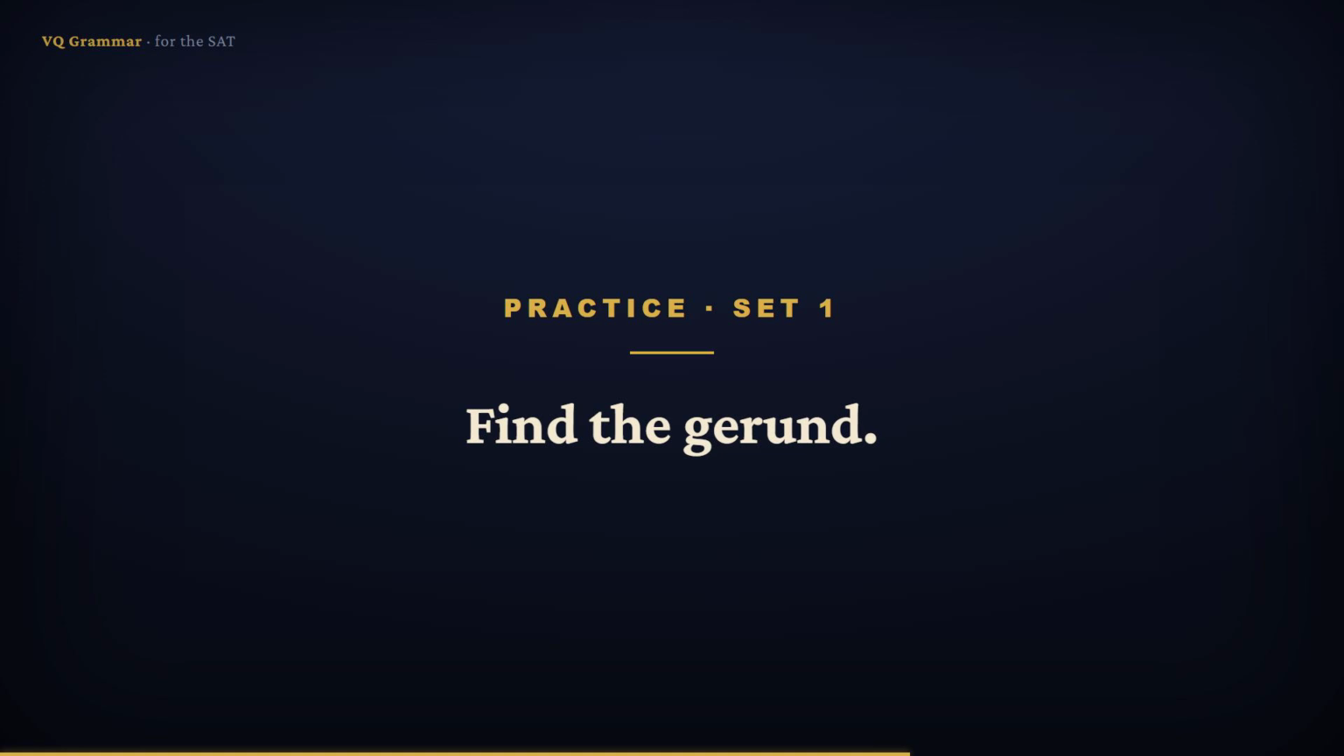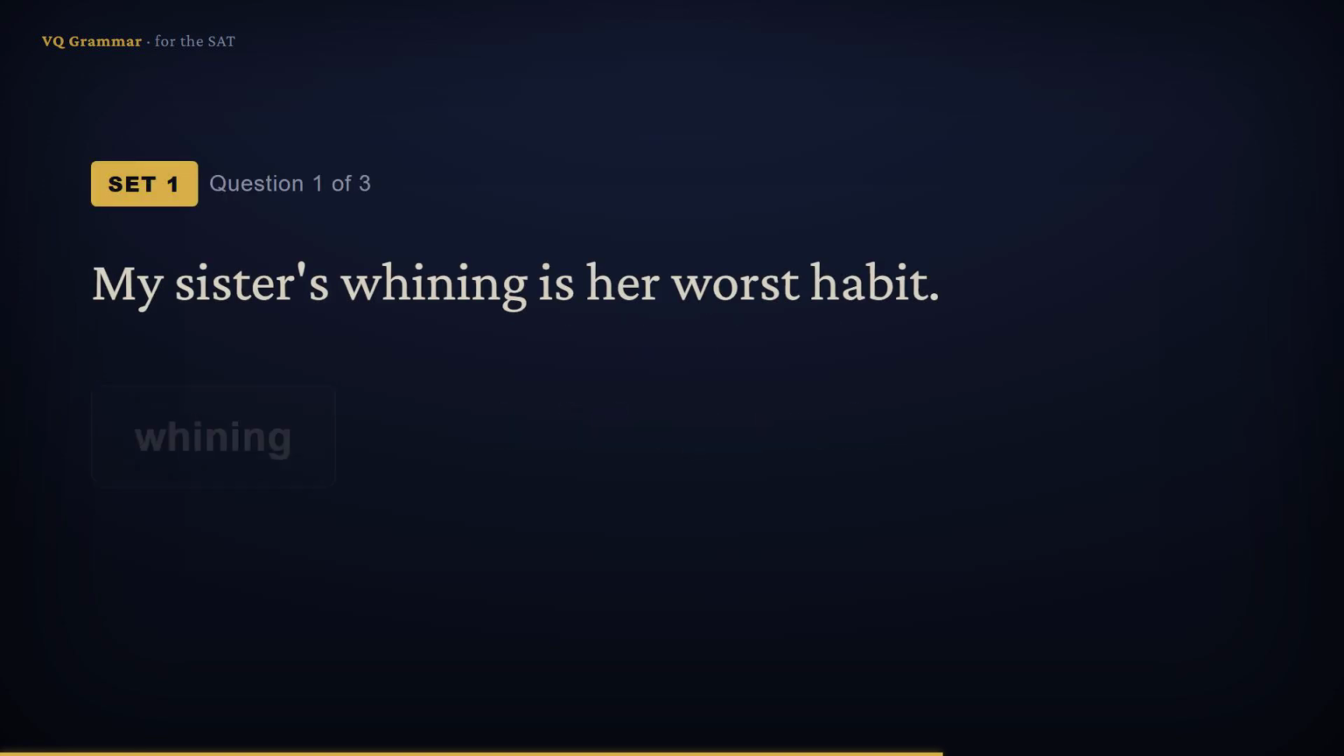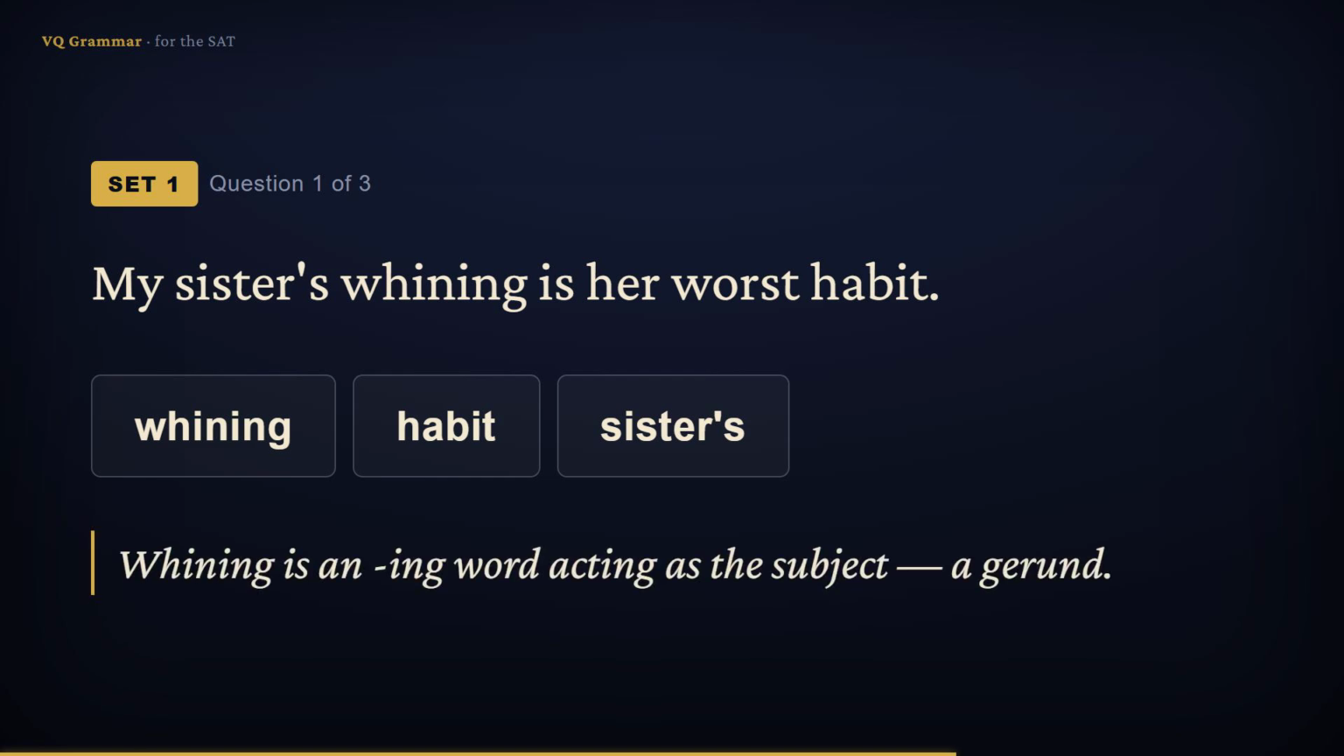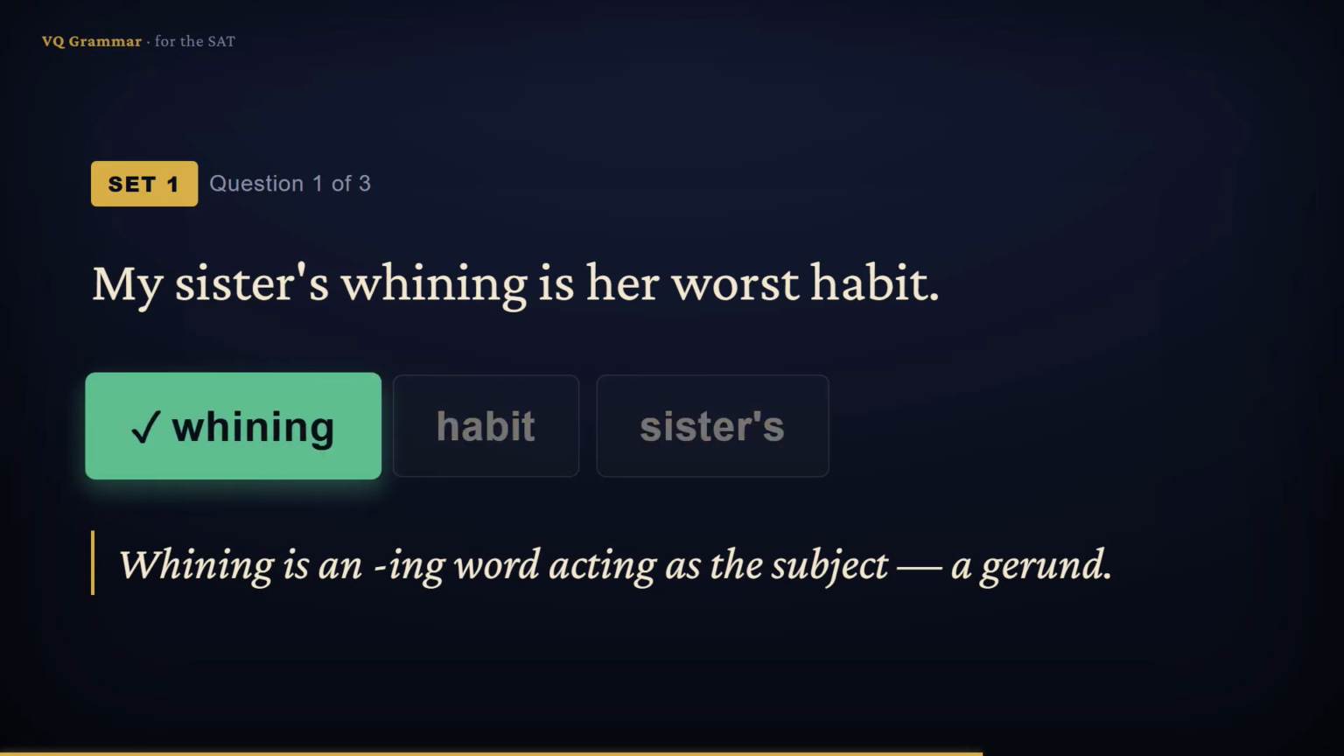Let's practice. In each sentence, find the gerund, the -ing word doing a noun's job. Pause and try before I answer. My sister's whining is her worst habit. Whining is an -ing word acting as the subject, doing a noun's job. So the gerund is whining.